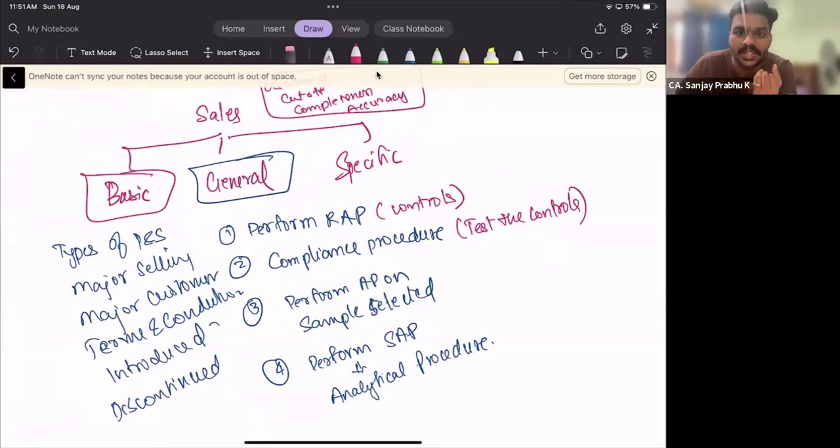What are the different types of products and services the company is selling? What is their major selling product? Who are the major customers, whether they have introduced any product this year, whether they have discontinued any product, all these basic things. Then we will move on to the general things. 4 points: wrap, TOC, then sampling, analytical procedure.